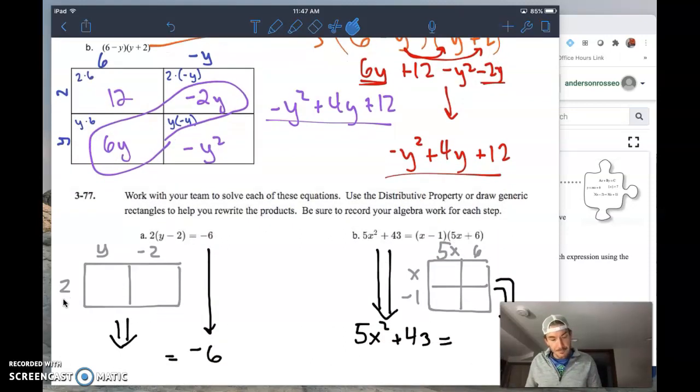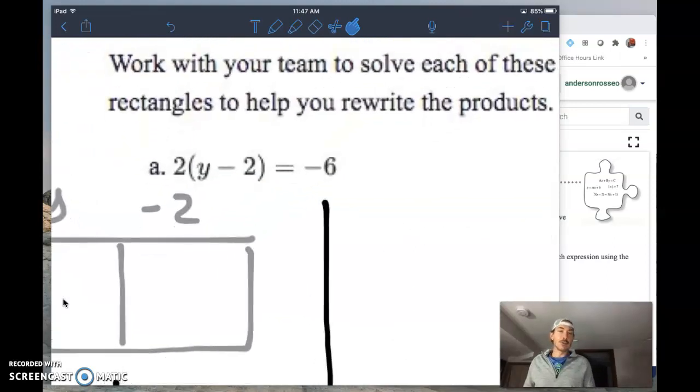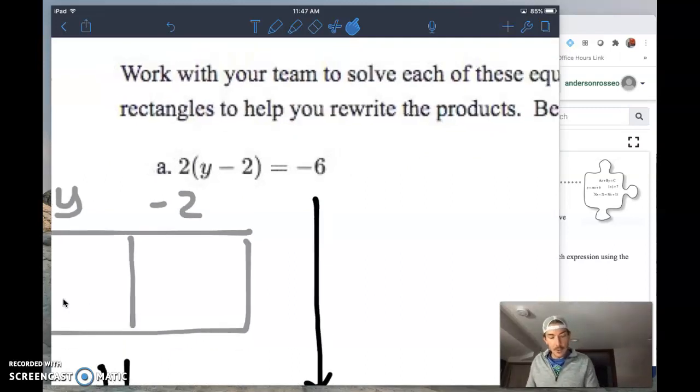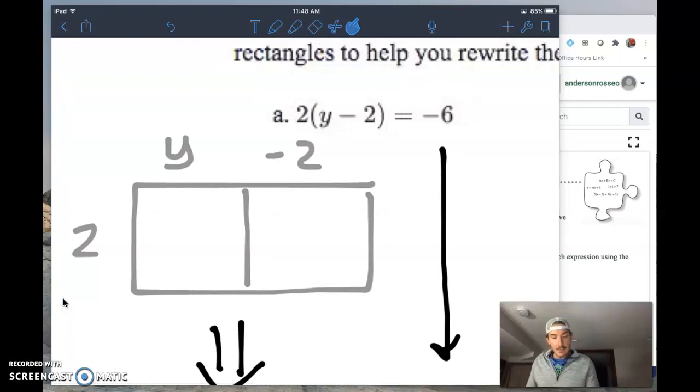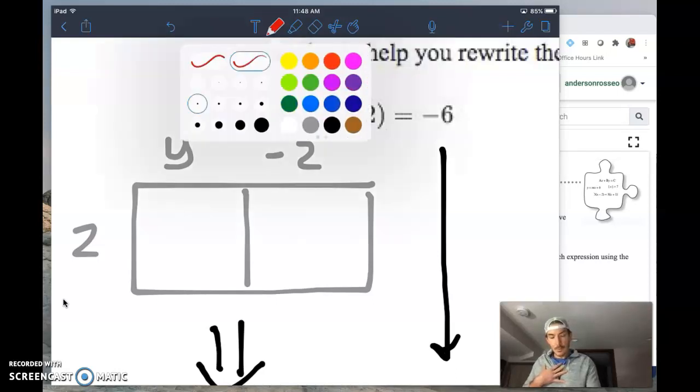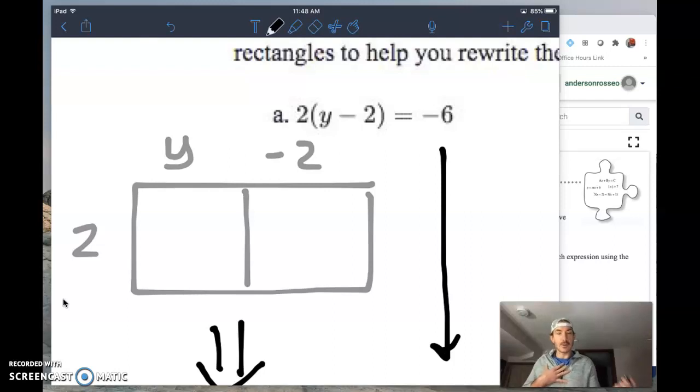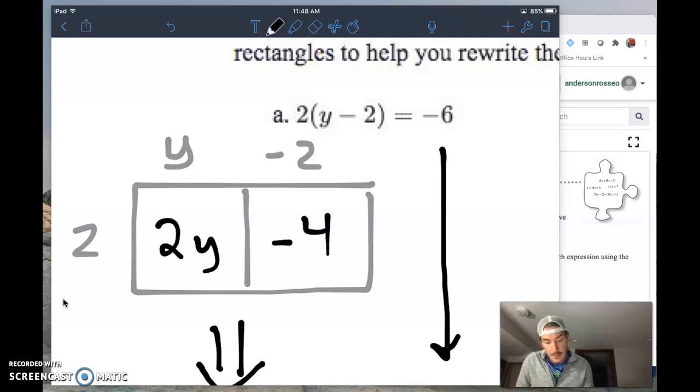I've got an example in number 3-77 to actually do some solving here, and this equation has an opportunity to do the distributive property, and if you like that better, go ahead and do that. But I'm going to show you this example worked out with that left-hand side rewritten, with the product taken from a generic rectangle. So I've got this set up already. I've got the 2 on one side. I've got the y minus 2 on the top there. I'm going to multiply 2 times y simply for 2y, and I'll multiply 2 times negative 2 for negative 4.